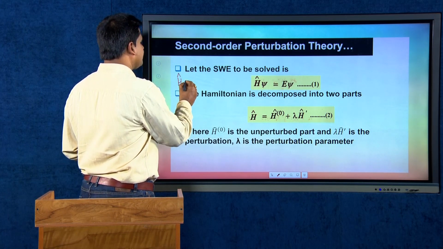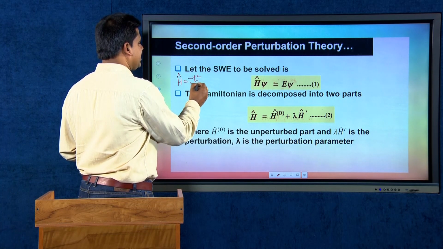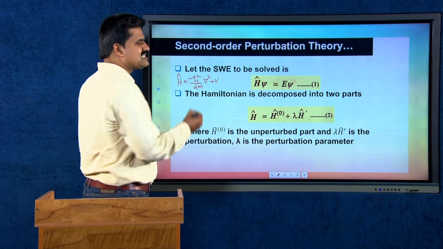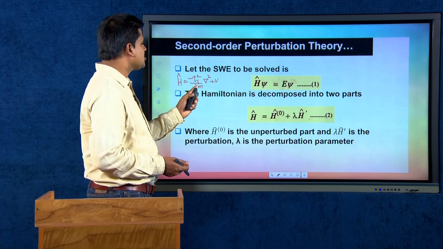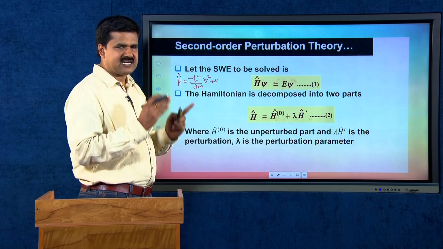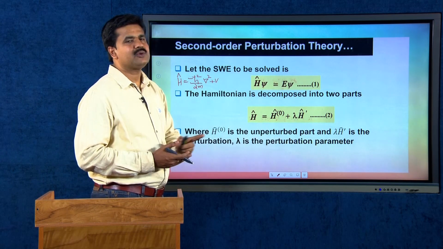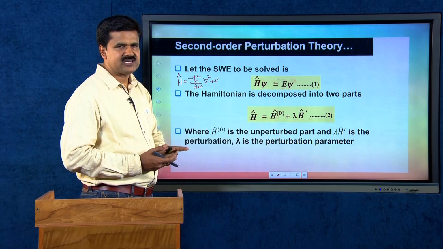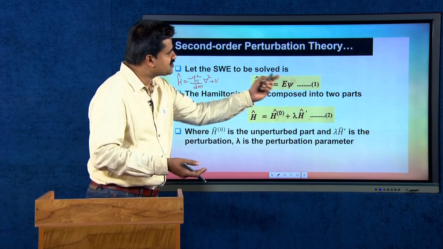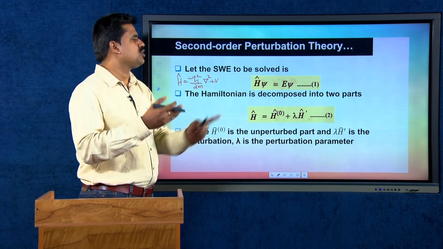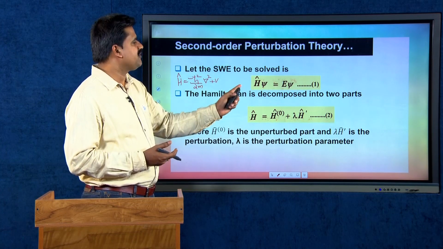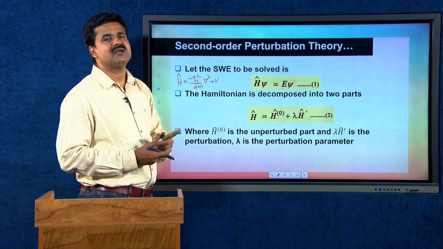H hat comprises two parts. H hat is equal to minus h cross squared by 2m del squared plus V. V represents the potential energy part and minus h cross squared by 2m del squared represents the kinetic energy part. So, this is the Hamiltonian operator or total energy operator. H hat psi is equal to E psi. This is an eigenvalue equation. That means whenever you operate on your wave function with the Hamiltonian operator, the result is the wave function back multiplied by the energy. So, this is an eigenvalue equation with eigenvalue equal to energy, and the wave function can be considered as an eigenfunction of the Hamiltonian operator.